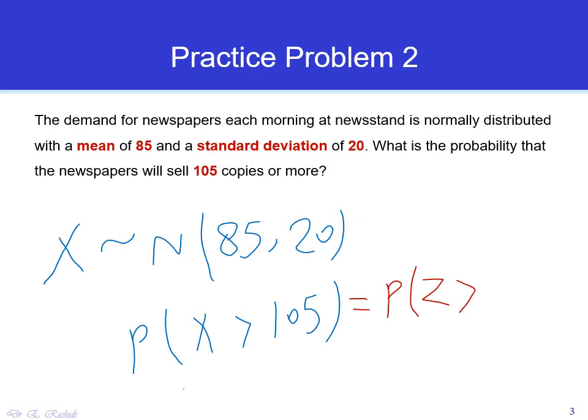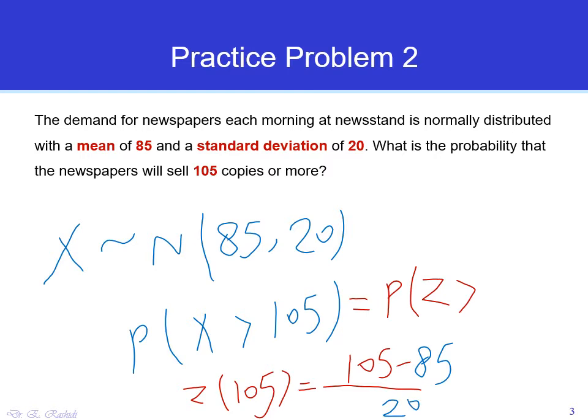Let's see what is the z-score of 105. It is 105 minus the average, which is 85 here, divided by standard deviation, which is 20. And that's equal to 105 minus 85, that's 20, divided by 20. 20 divided by 20, that's equal to 1. So this would be equal to the probability that z is greater than 1.